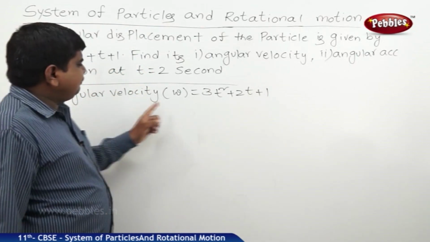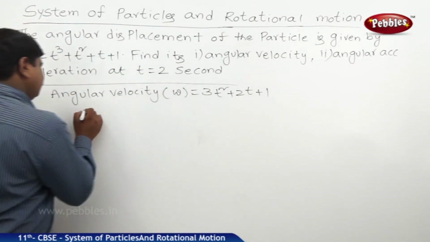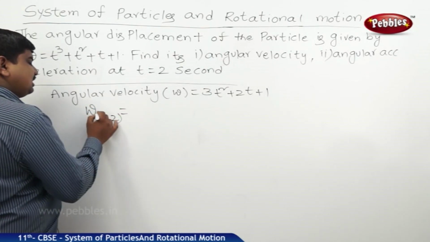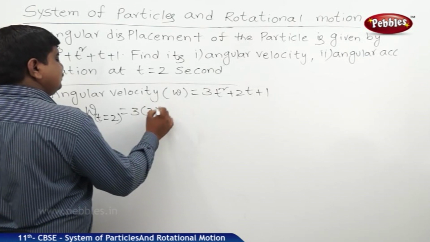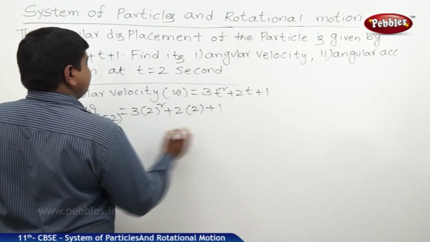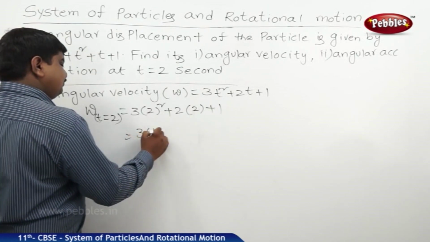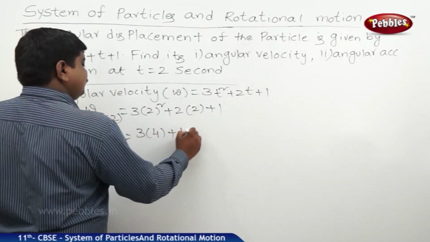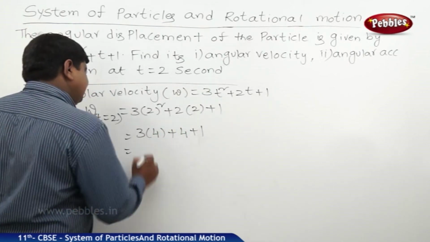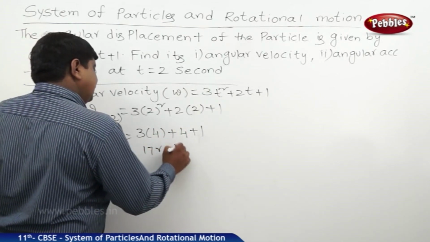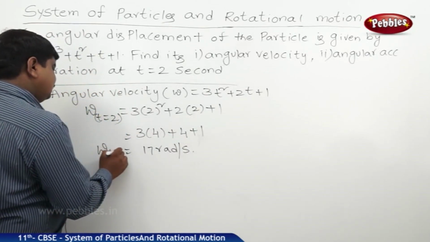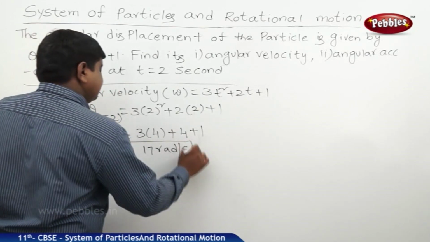Now we should find out the angular velocity at t is equal to 2 seconds. So angular velocity at t is equal to 2 seconds is equal to 3 into 2 square plus 2 into 2 plus 1. So it is 3 into 4 plus 4 plus 1. 12 plus 4, 16. 16 plus 1, 17 radians per second. That is equal to omega at t is equal to 2 seconds.